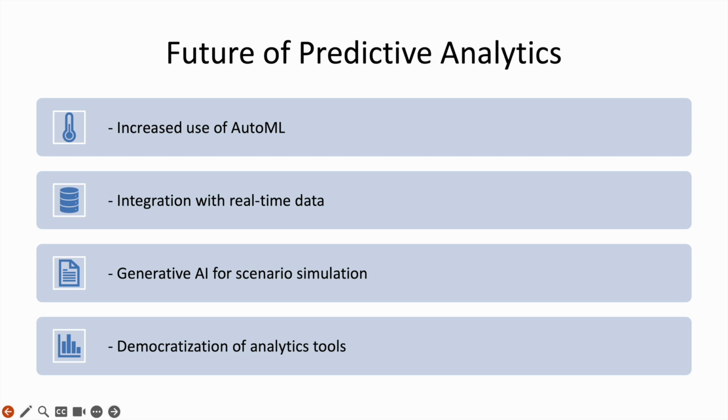In the future, predictive analytics will be faster, more user-friendly. Auto machine learning tools like Google AutoML allow non-experts to build models. Real-time data from IoT devices is enabling predictive maintenance, and generative AI will simulate market scenarios for strategic planning. The landscape is evolving rapidly, so stay curious and adaptable.